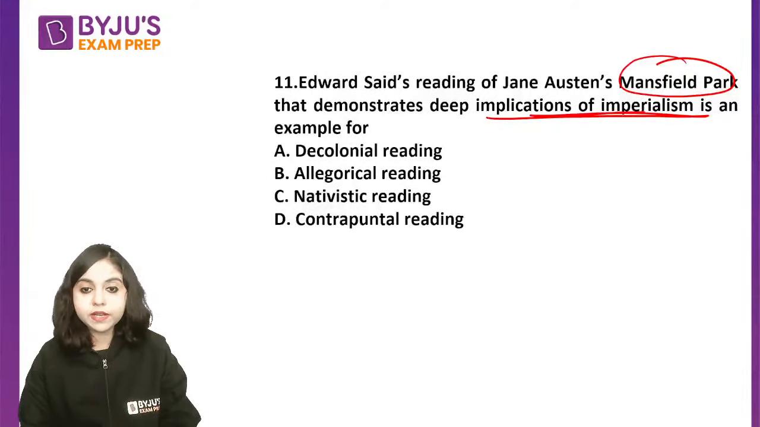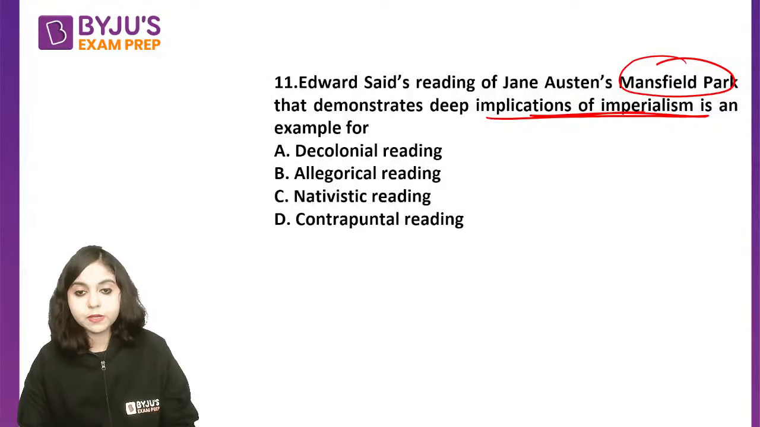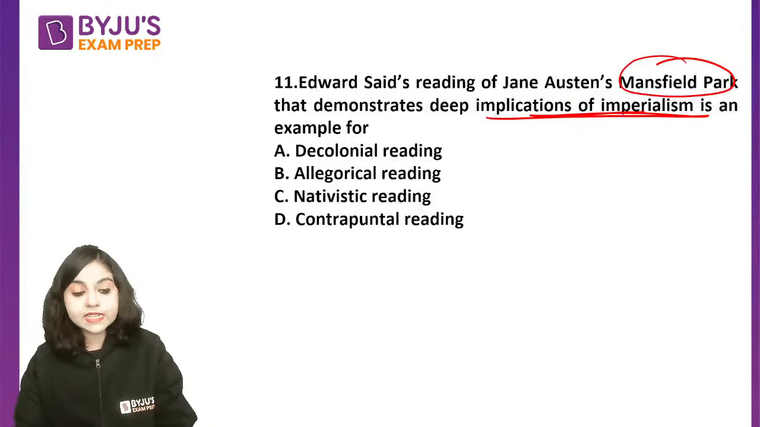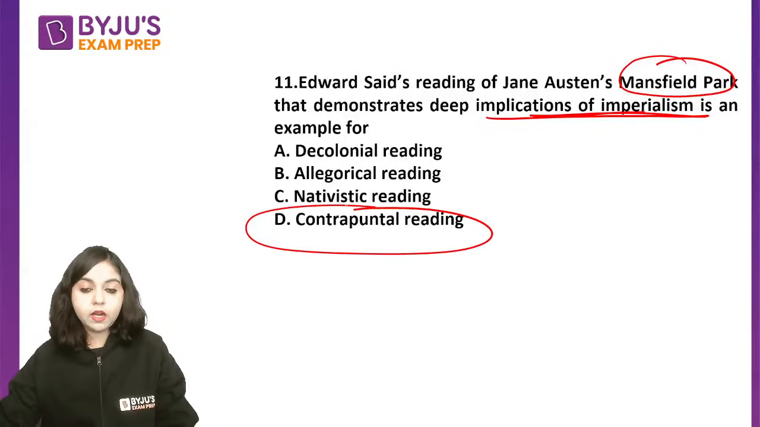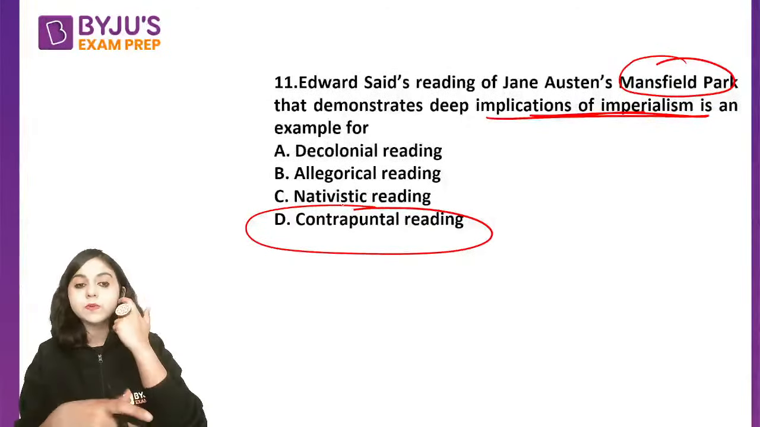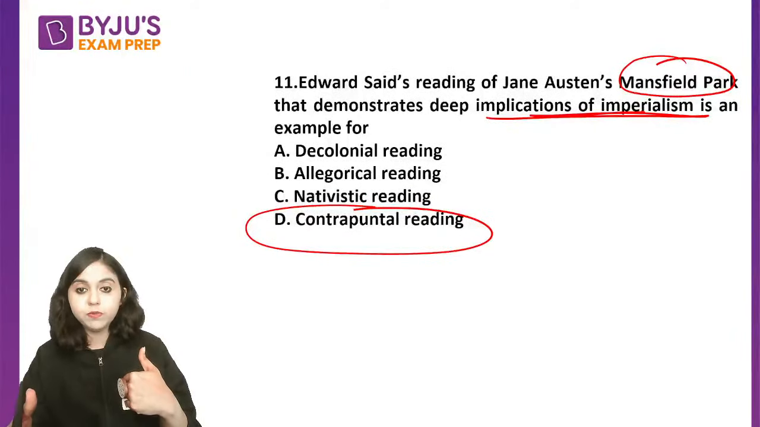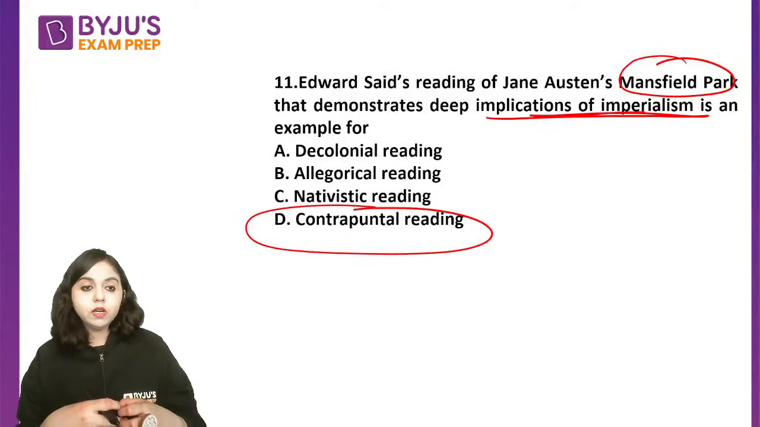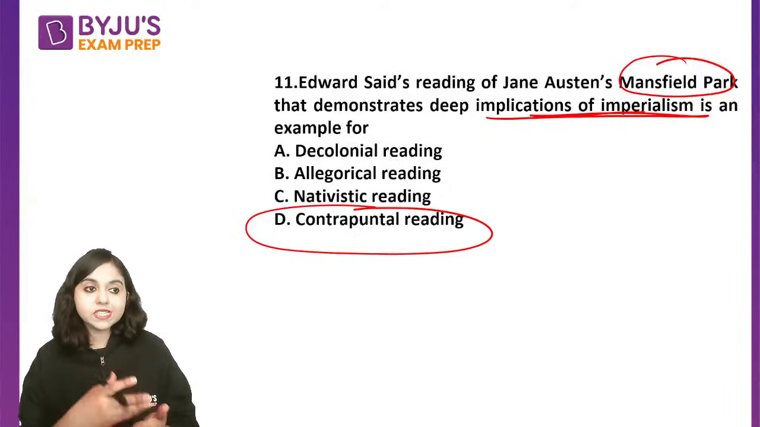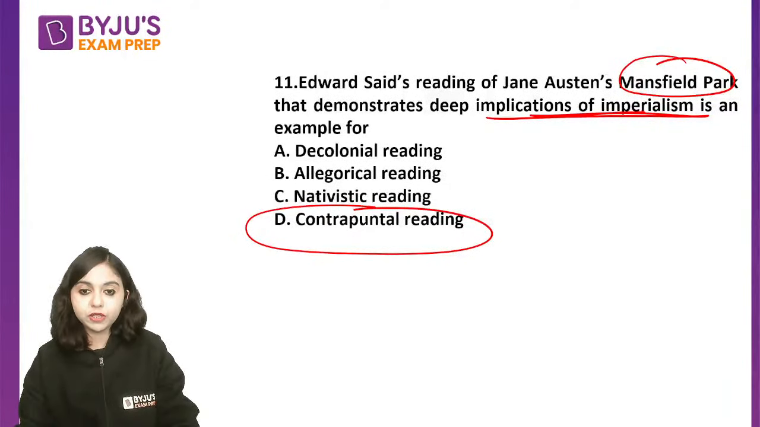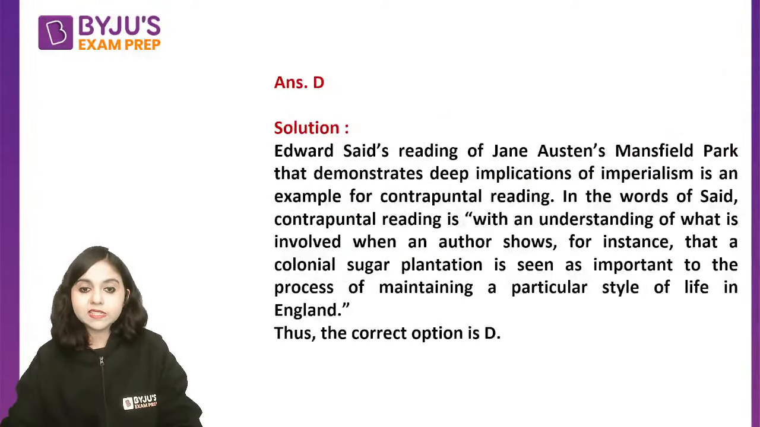Right, absolutely right. This is a very important, pertinent point that has been made over here. So this is an example of what is famously called the contrapuntal reading. That is, again, something that was being spoken about by writers like Toni Morrison as well, that you need to give visibility, you need to question the perception which is there in the minds of other people. So that is something that these writers are talking about.